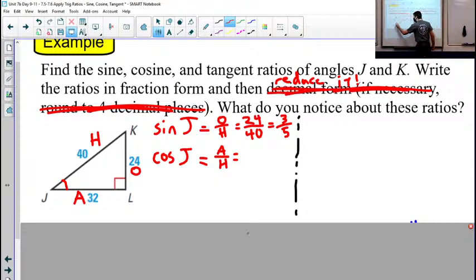So adjacent goes on top. That's the 32 going on top. 40 goes on the bottom. 32 over 40. These are both divisible by 8 again. 32 divided by 8 is 4. 40 divided by 8 is 5. 4 over 5.